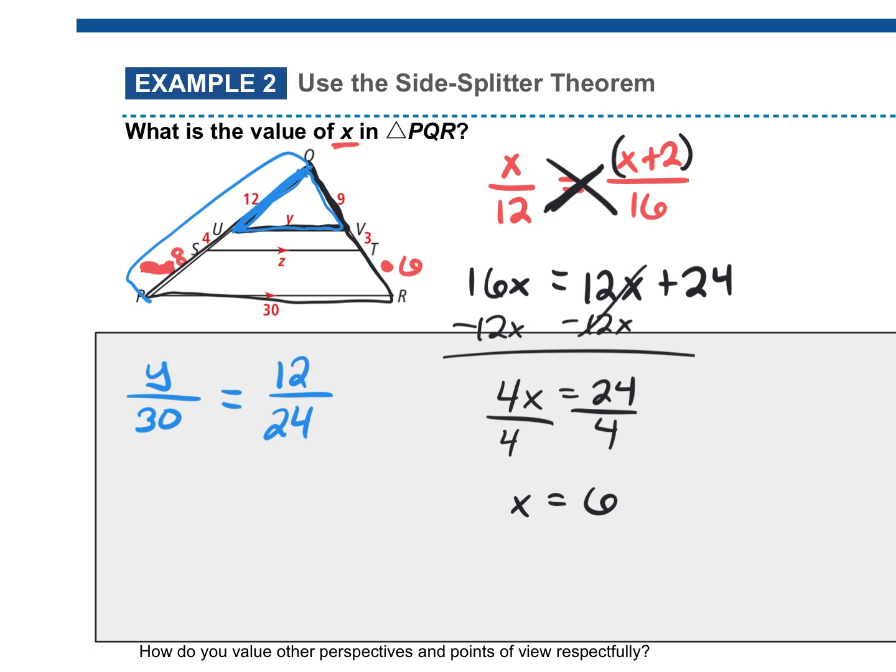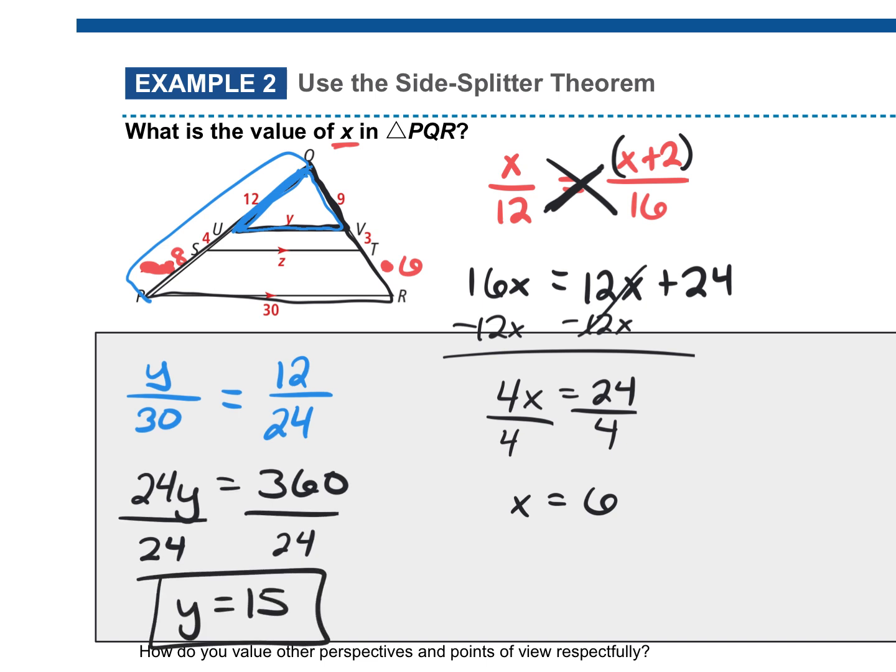So cross multiply: 24 times y is 24y, 12 times 30 is 360. Last step, divide by 24, y equals 15. So there's your part A.